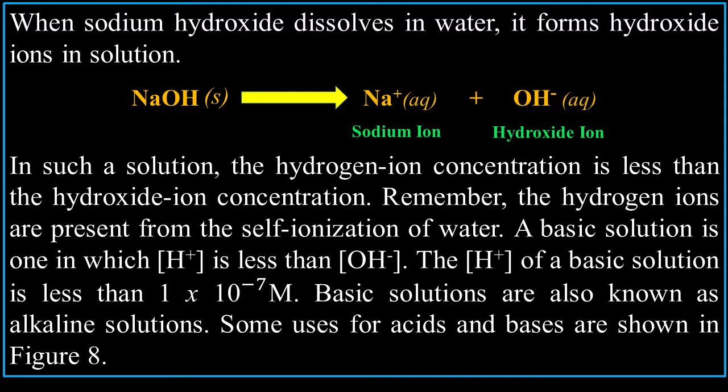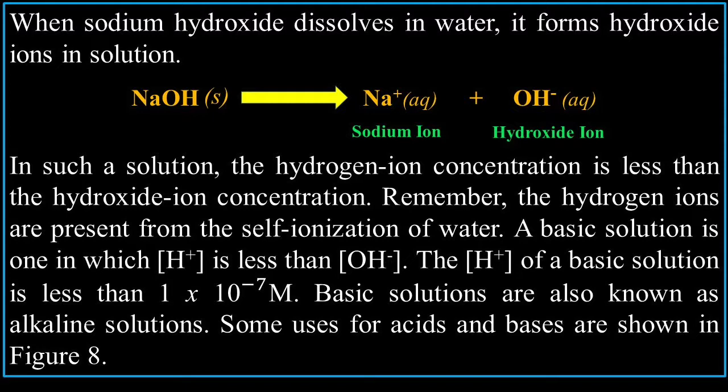In such a solution, the hydrogen ion concentration is less than the hydroxide ion concentration. Remember, the hydrogen ions are present from the self-ionization of water. A basic solution is one in which the H+ is less than the OH-. The H+ of a basic solution is less than 1 times 10 to the negative 7th molar. Basic solutions are also known as alkaline solutions.